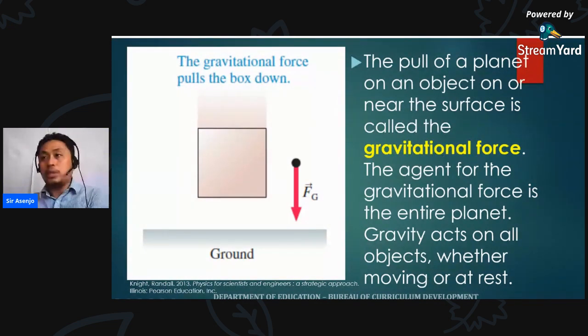The gravitational force. The agent for the gravitational force is the entire planet, not a specific part of the planet. Remember, it should be the entire planet. The gravity acts on objects whether moving or at rest.